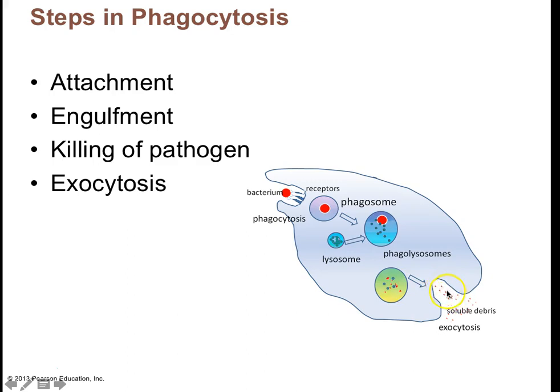And that is exocytosis. So you have the attachment of the pathogen, then you have the engulfment of the pathogen, then you kill the pathogen, and any undigested bits get spit out of the phagocyte, and you live happily ever after.